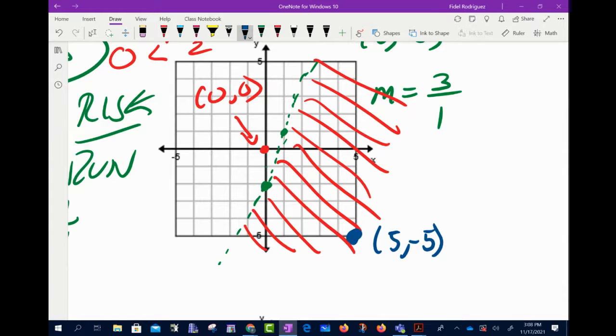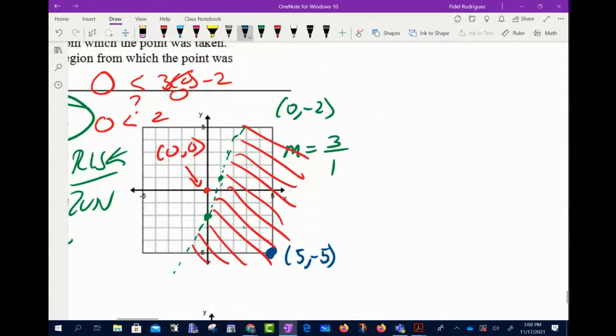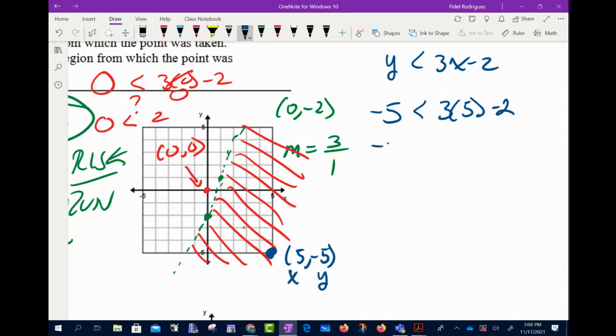Based on our picture, we know that should be the area we're looking at, right? If our equation is y is less than 3x minus 2, remember, this is my x number, this is my y number. So I would say negative 5 should be smaller than 3 times 5 minus 2. So negative 5 should be smaller than 15 minus 2. Negative 5 should be smaller than 13. Yes, it is. And that's why we're in the right area. Does that make sense? So all you're going to do is draw your line, figure out should that line be solid or dotted. If it's a strict inequality, it's going to be dotted. If it has equal to, solid line, and then pick a point.